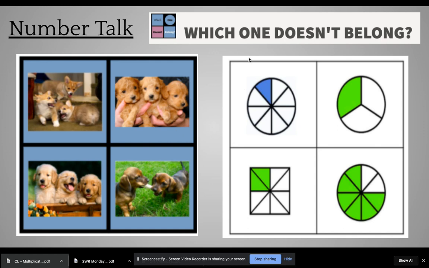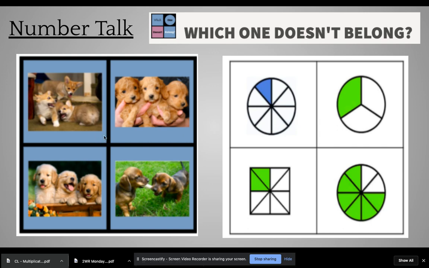With this number talk, which one doesn't belong? We've done a little bit of these activities before, but how would you explain how each picture is different? Each picture is different in some way, but how is it different? Remember to pause the video and you can talk to mom or dad or brother about which picture you think is different.